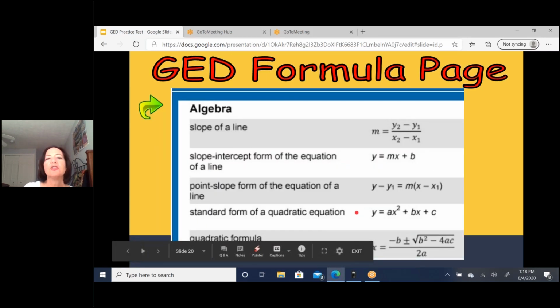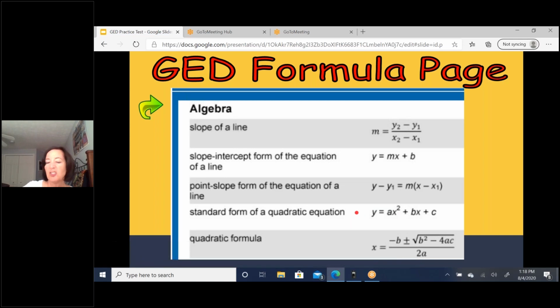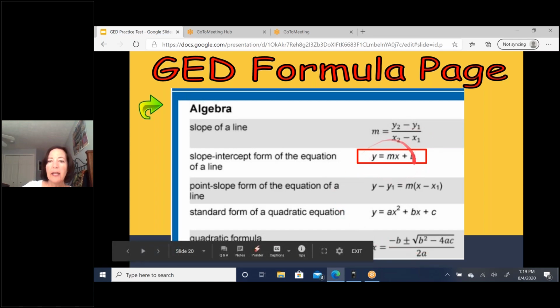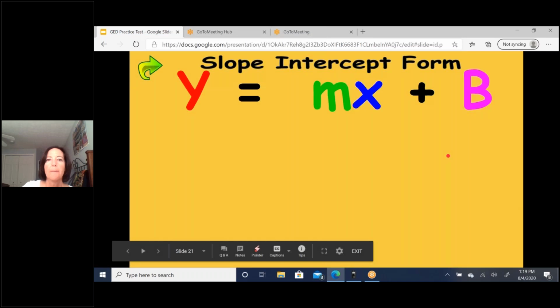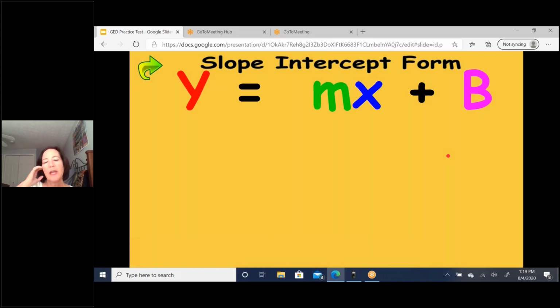And I want to remind you that you've got the GED Formula Page. And on that, we've got something called the slope-intercept form of the equation of a line. I used to just refer to it in my classroom as the standard equation of a line. Y equals mx plus b. I have several videos, and so do other tutors, explaining how to use that formula. But this is a quick little note page that I put together.